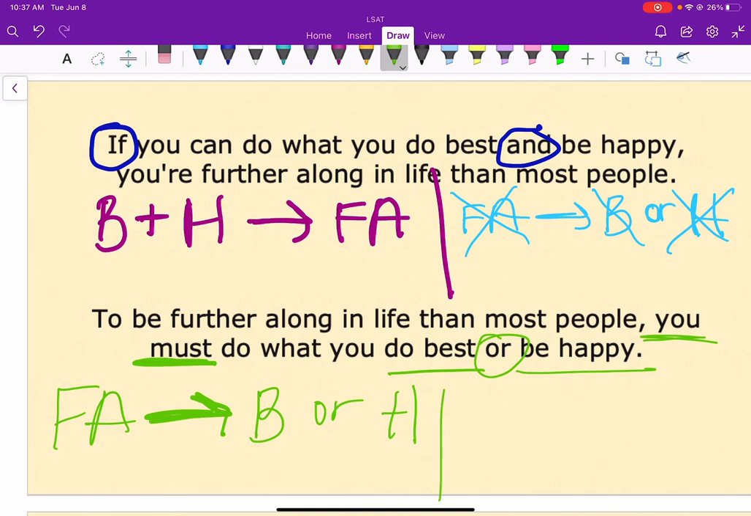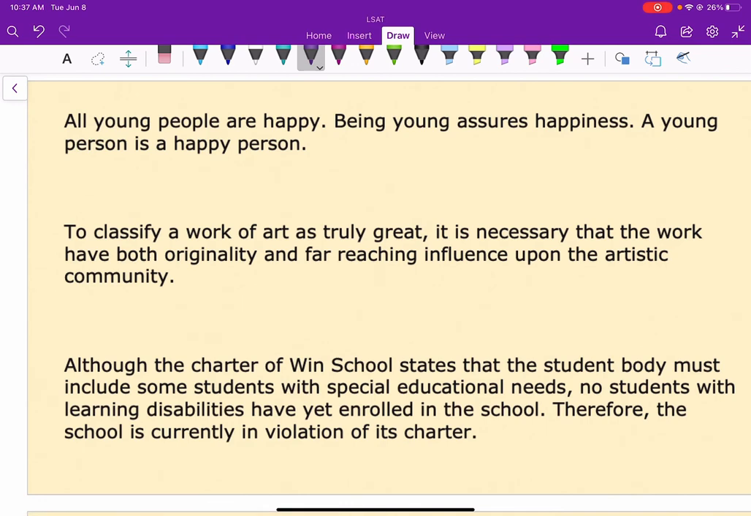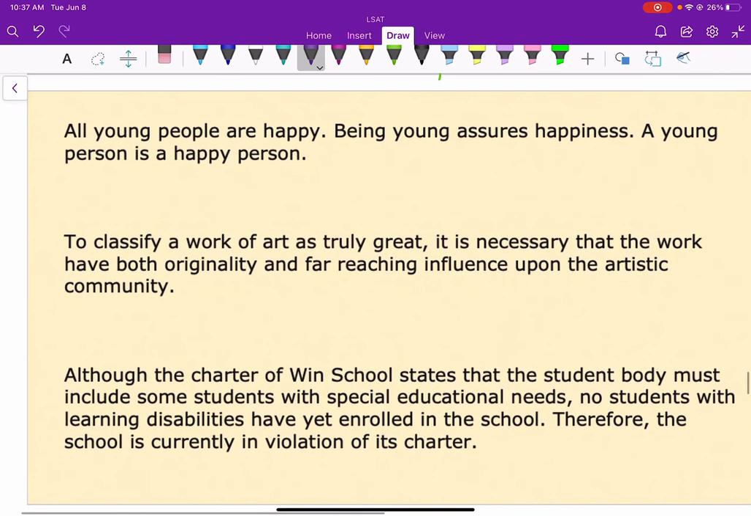And then if we were to negate this, it would say that if you are doing your best and you are happy, then you are further along. If you are not doing your best and you are not happy, then you are not further along than most people. All right, and then our last one, I promise, our last slide here is to go ahead and practice these 3 stimuluses that come directly from an LR section.